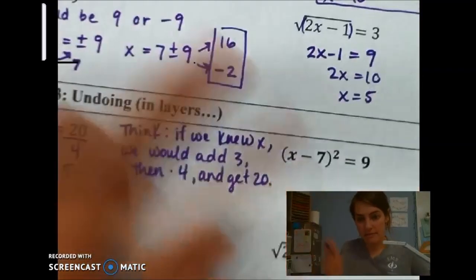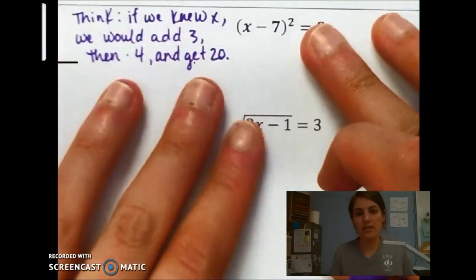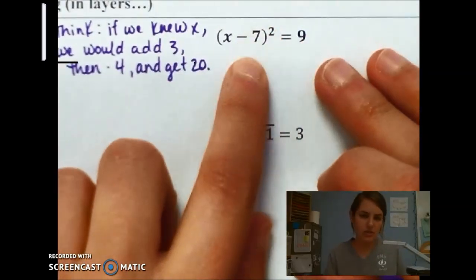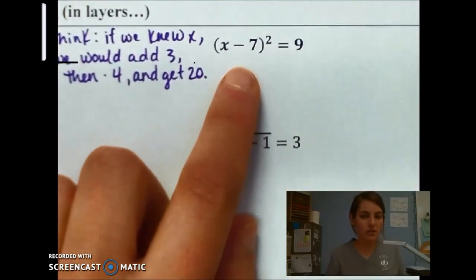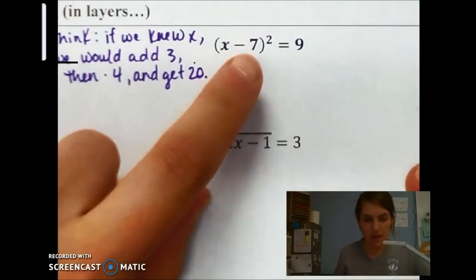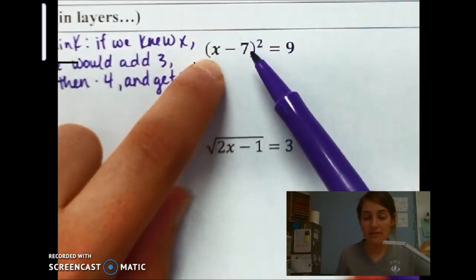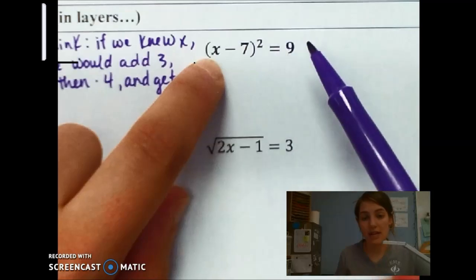Same for this one. Although for this equation, you're going to notice that some of the strategies took a lot longer than others. So to undo this, again, think of what would happen to x. If we knew x, we would subtract 7, and then we would square it, and we would get 9.